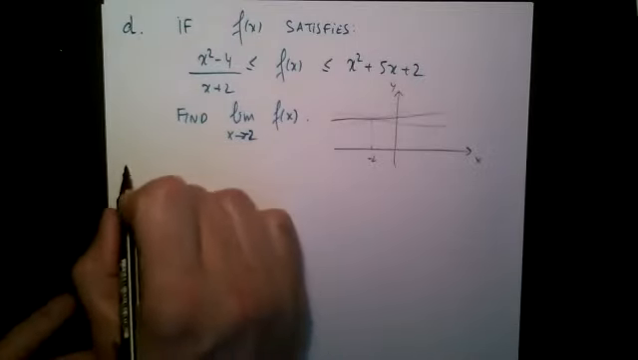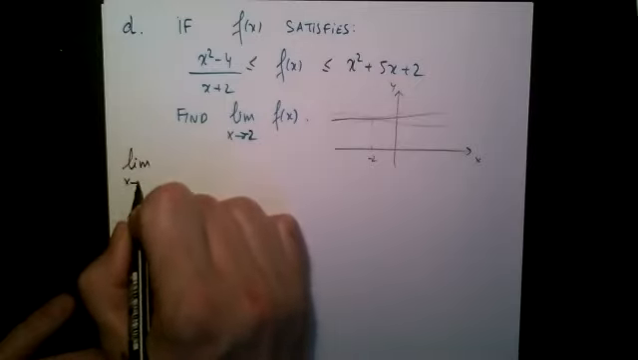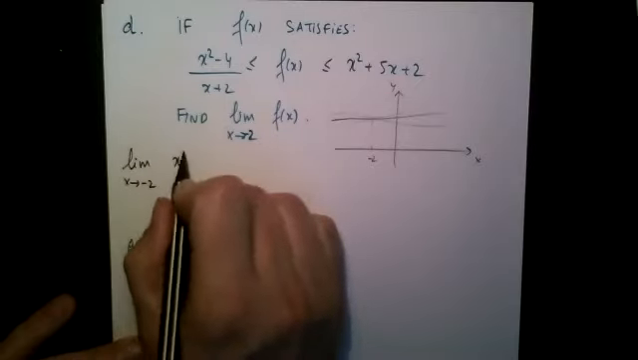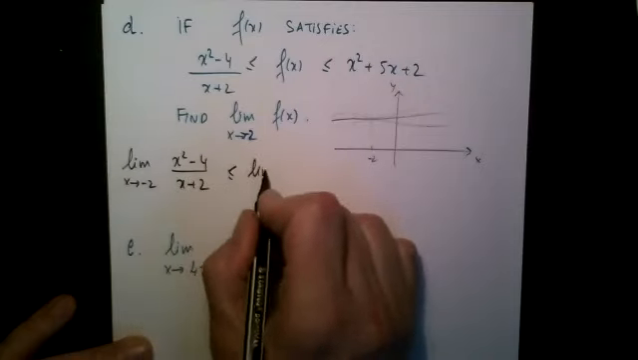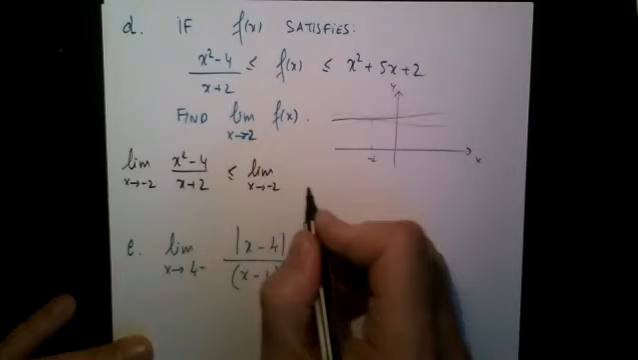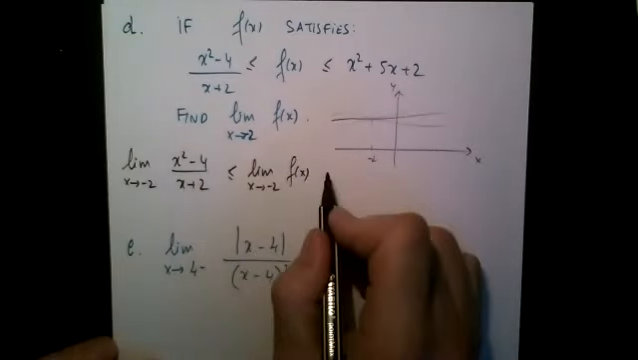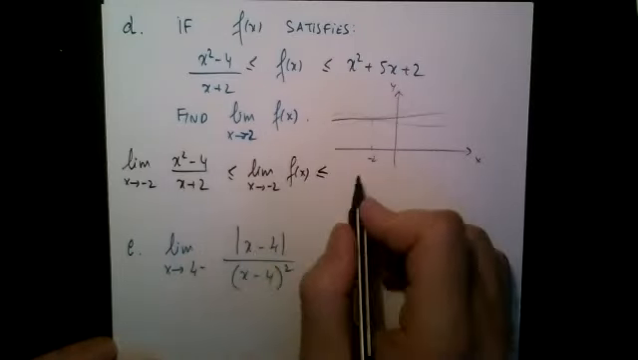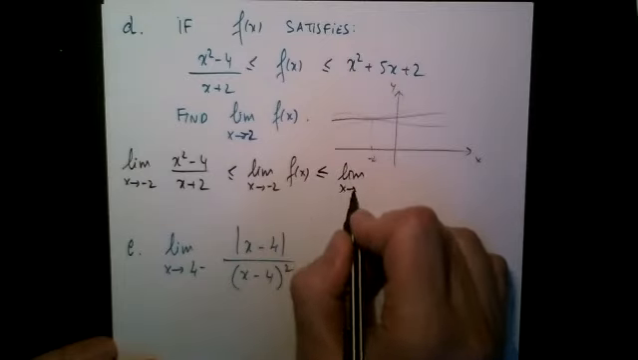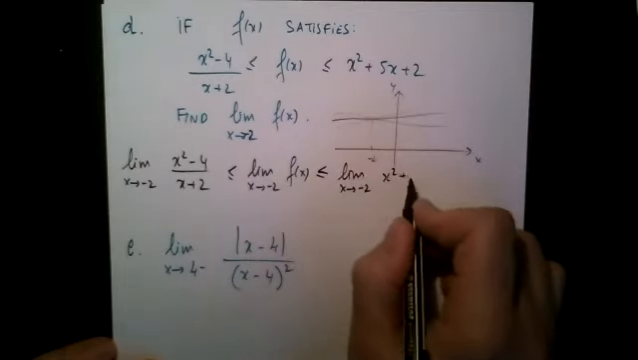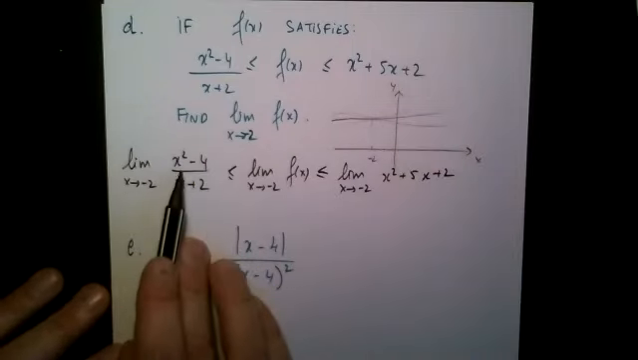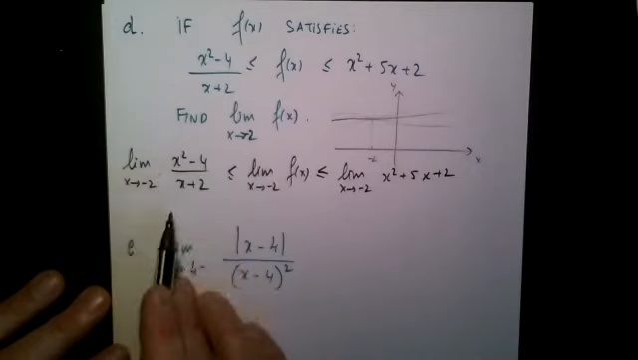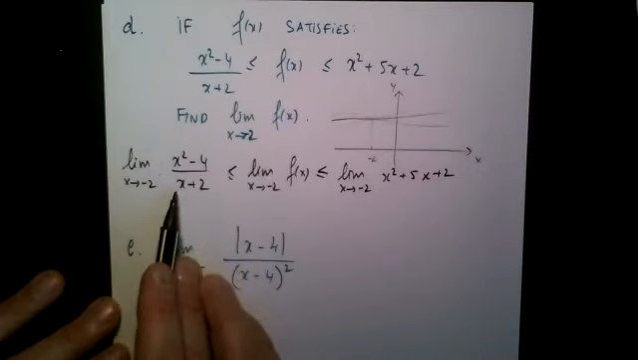So the limit as x approaches -2 of (x² - 4)/(x + 2) is definitely smaller than the limit as x approaches -2 of f(x), which is smaller or equal to the limit as x approaches -2 of x² + 5x + 2. So this is very simple. If you do L'Hopital's rule, or if you just factor, you're going to get -4, right?